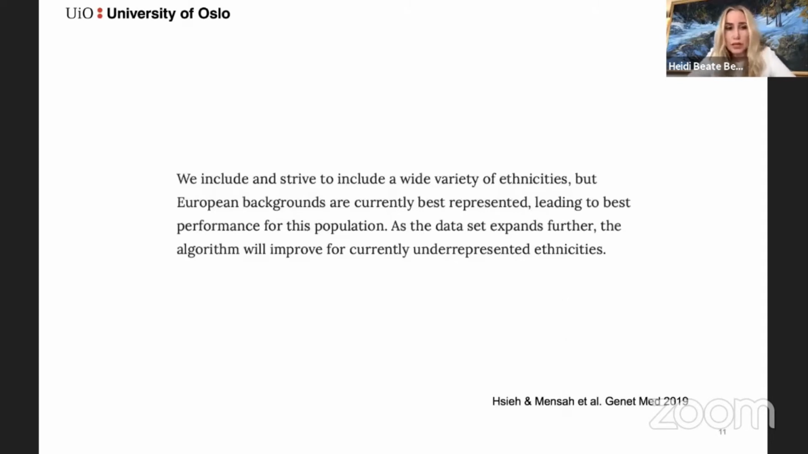We therefore included a sentence about this, or two actually, in the paper to make it very transparent that this might be an issue. So we said, we include and strive to include a wide variety of ethnicities, but European backgrounds are currently best represented, leading to best performance for this population. As the data set expands further, the algorithm will improve for currently underrepresented ethnicities.